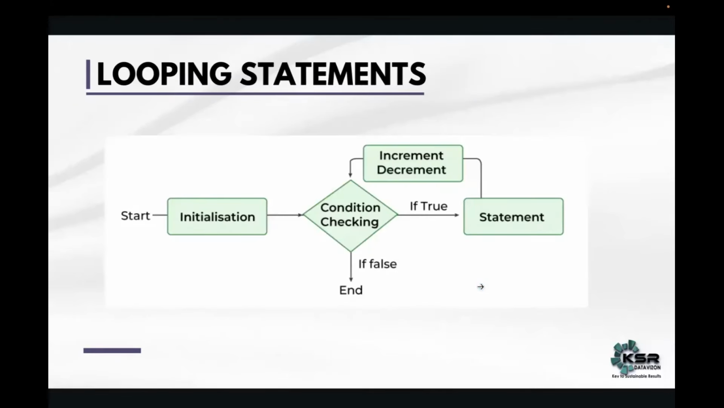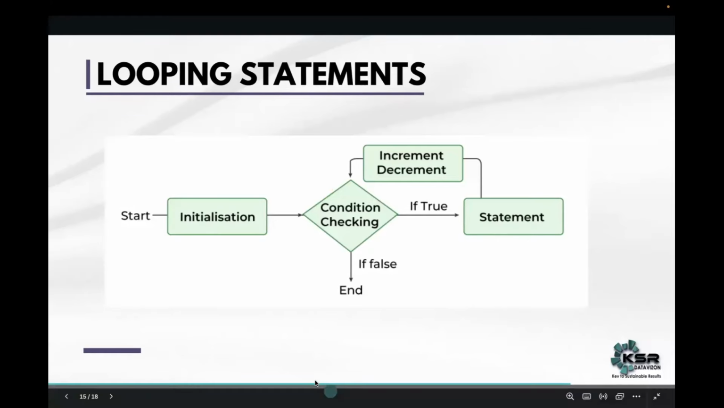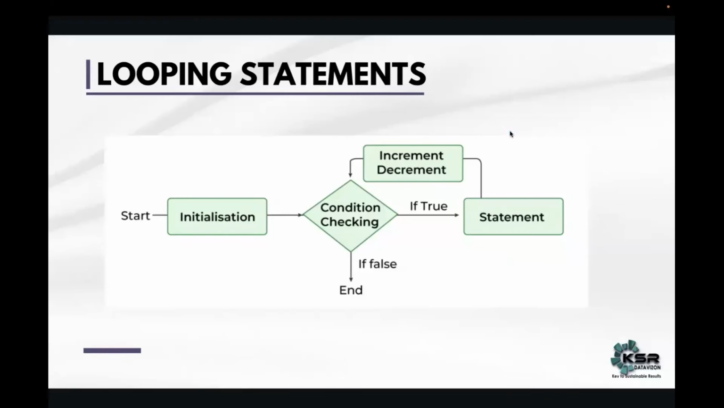Next is looping statements. We'll see the meaning of looping statements, and then we'll directly go to code. Any doubts, please stop me, or put it in the chat. From the word looping, what do you think? What is a loop? A loop is like going round and round. That's a loop. So a loop is continuously doing round and round, something like that.